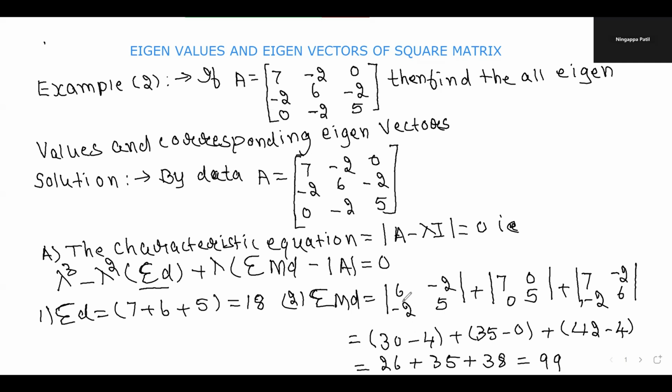Anybody can do it without much difficulty. 6 into 5 30. Minus of minus plus. Upward journey minus. Plus into minus minus. 2 into 2 4. Then 7 into 5 35, minus 0 into 0. Plus 7 into 6 42, minus of minus plus, plus into minus minus, 2 into 2 4. Then simplification. 30 minus 4 26. 35 minus 0 35. 42 minus 4 38. If we add all those things, you can get 99.